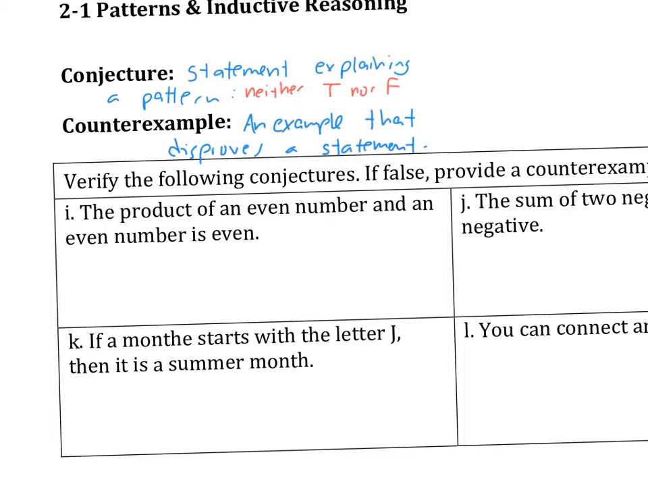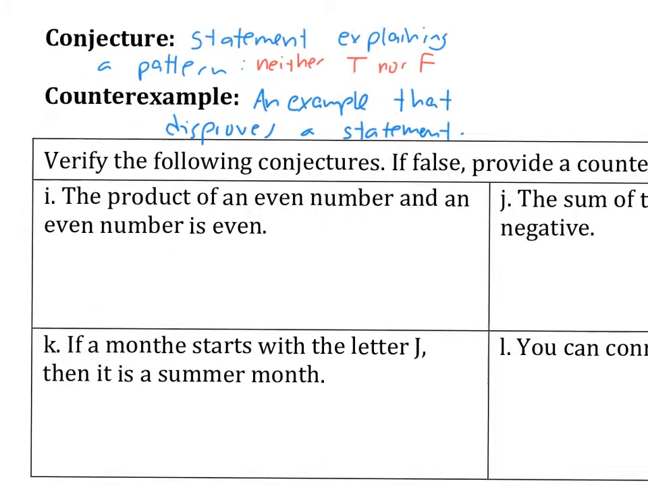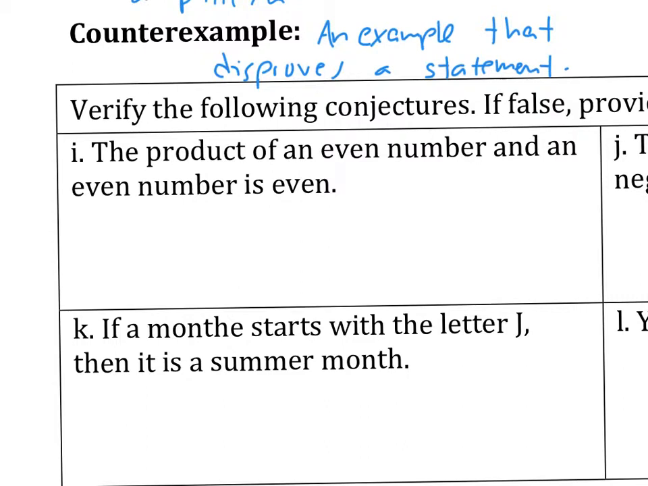Take a gander. We're going to verify the following conjectures. If it's false, we're going to provide one counterexample. All right, the product of an even number and an even number is even. And so we say to ourselves, well, maybe that's good. I just need to try that.